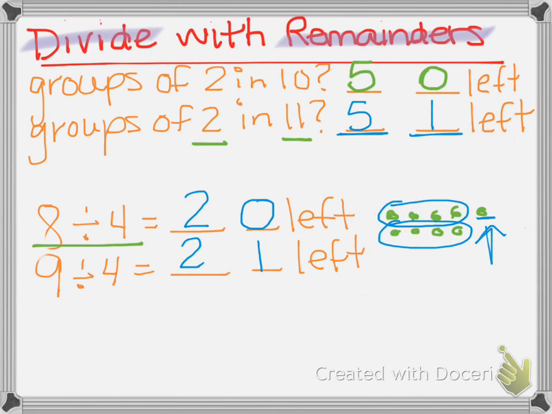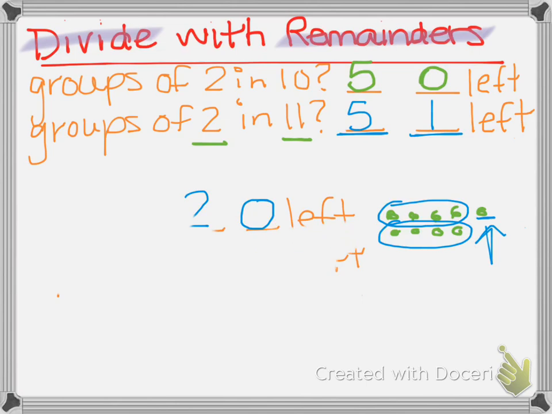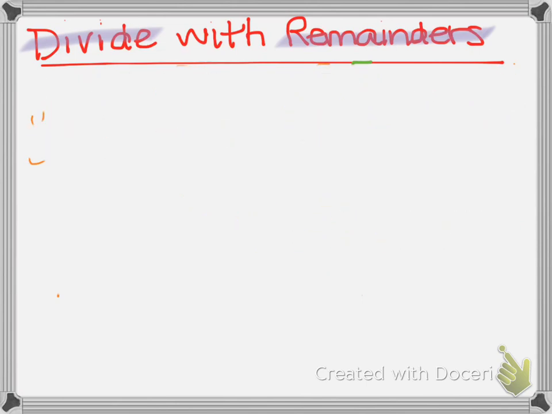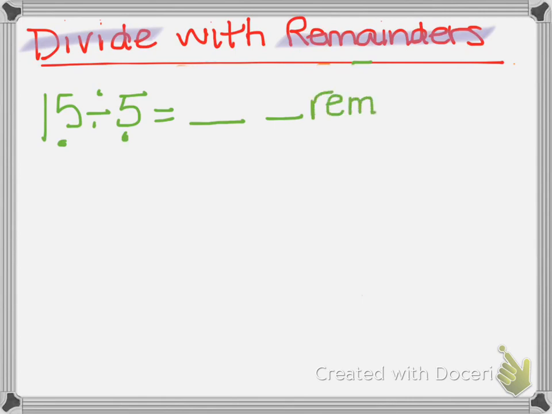All right, I'm going to erase my 8 divided by 4 and 9 divided by 4, and I'm going to erase this to give myself some room. All right, let's try a couple more. Let's try 15 divided by 5. So my question is, how many 5s are there in 15? And are there any remaining, or any left over?